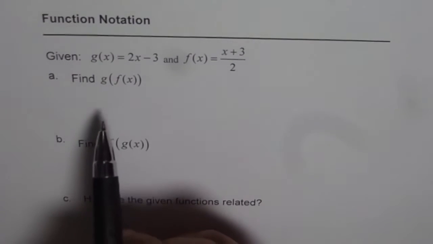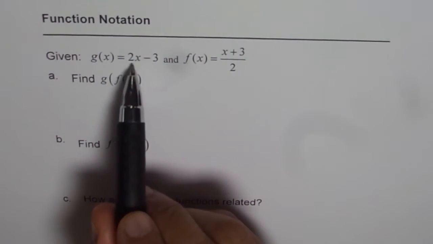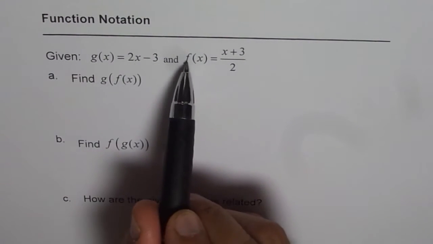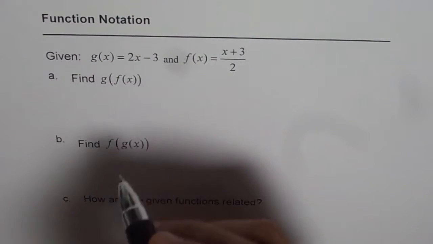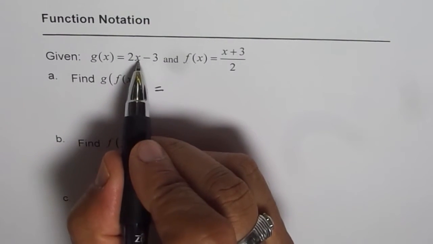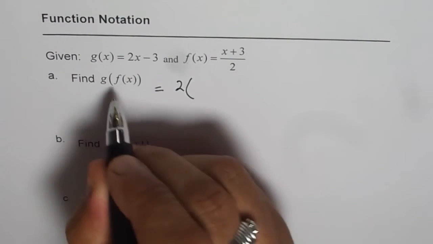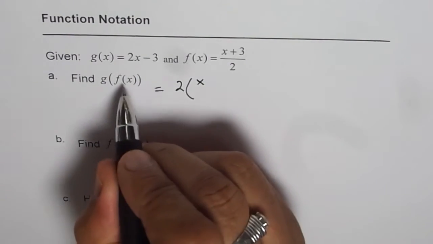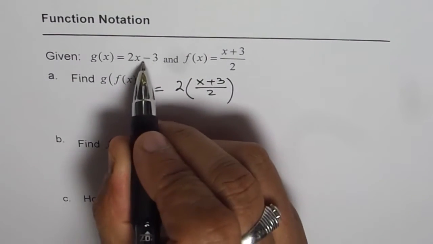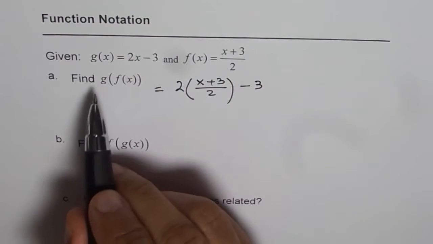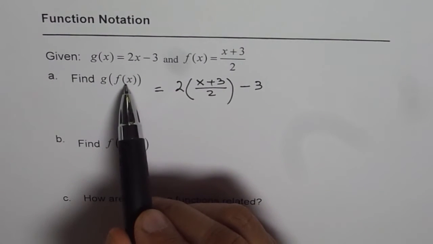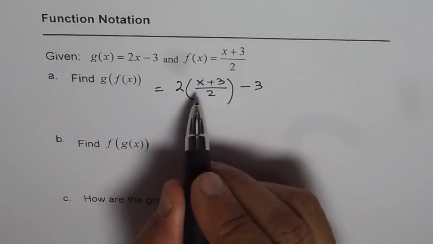g of x is given to us as 2x minus 3. So when we say g of f of x, x should be replaced by f of x, which is (x plus 3) over 2. So we can write g of f of x as 2 times, and instead of x I will write f of x, which is (x plus 3) divided by 2, and it's minus 3. So that is g of f of x. You look into the function g of x and replace x with f of x. That's what it means.